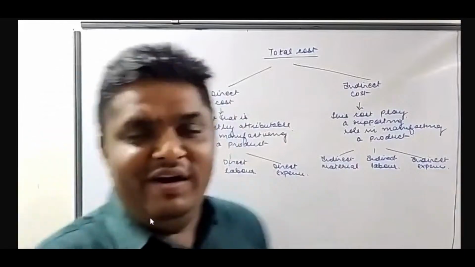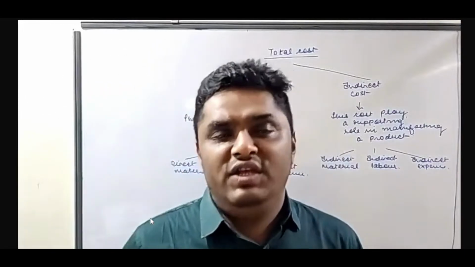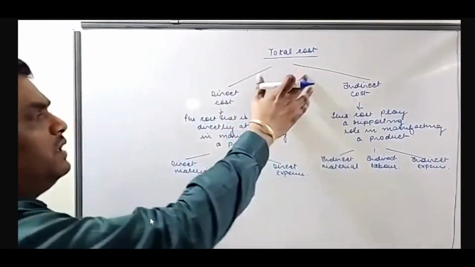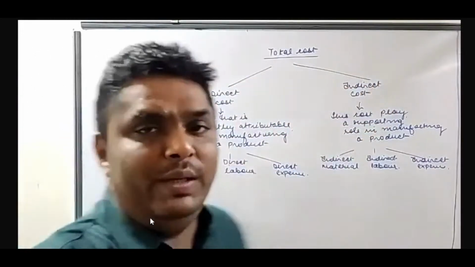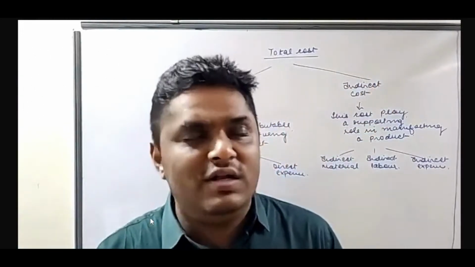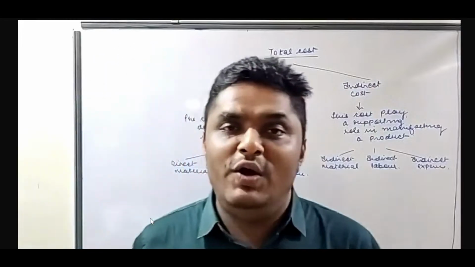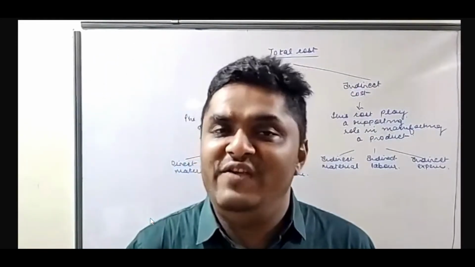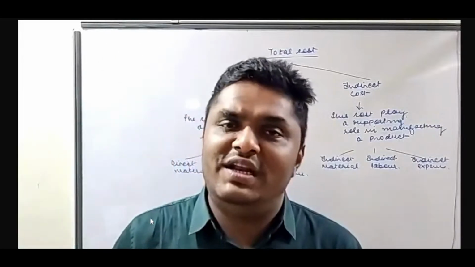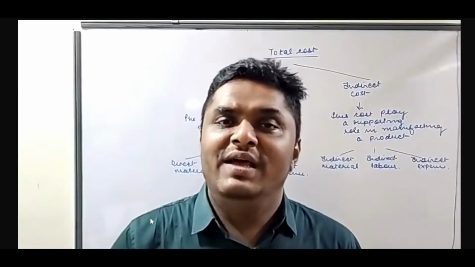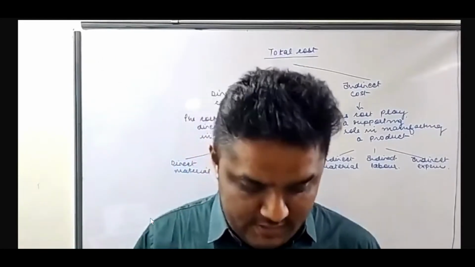So this part we have already discussed in overheads, so it's just a revision only. When talking about total cost, the cost that is directly attributable in manufacturing a product is direct cost. The cost that plays a supporting role in manufacturing a product is indirect cost. Further, these direct and indirect costs are classified in three parts, that is material, labor, and expenses.